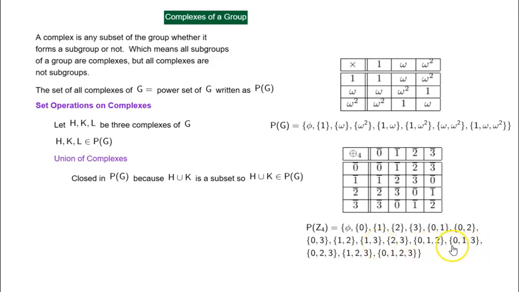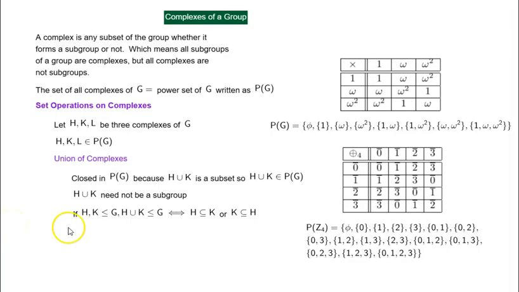So here it is 0, 1 and 3. So we can say H union K is in the power set of G. Now H union K need not be a subgroup. When will it be a subgroup? If H and K both are subgroups of G, then H union K would also be a subgroup of G if and only if H is a subset of K or K is a subset of H. This we have seen in our previous session as well.